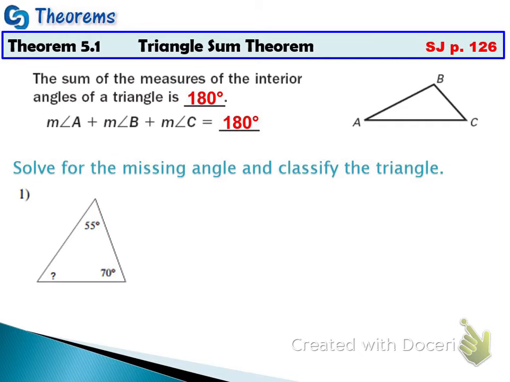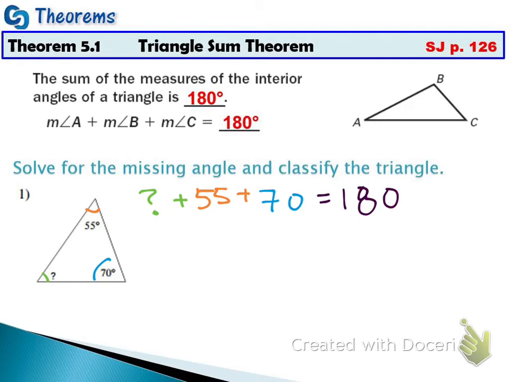So in our example, we're going to solve for the missing angle and then classify the triangle. You can do a lot of this in your head, but I'm going to show you really what we're doing. You're going to add the question mark plus 55 plus 70, and they will equal 180.